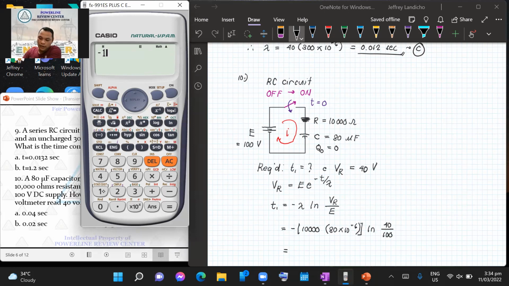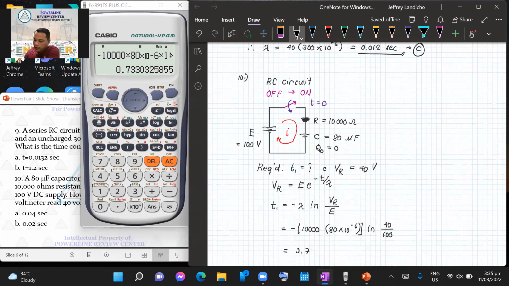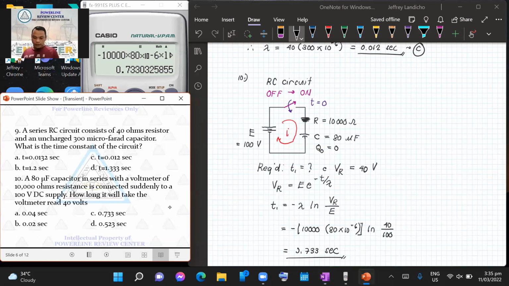Okay, so you have negative 10,000 as the resistance times 80 micro, times the voltage of 40 over 100. So it would take only about 0.733 seconds. That is what our problem is looking for. 0.733 seconds. Anong letter? Cut style. Okay, gets? Nakuha ba? Any question regarding problem number 10?